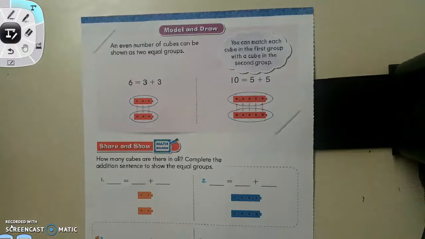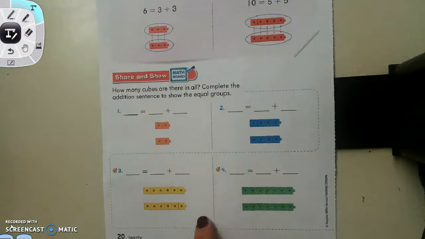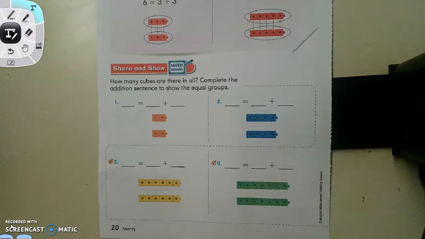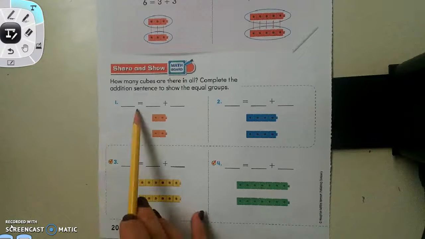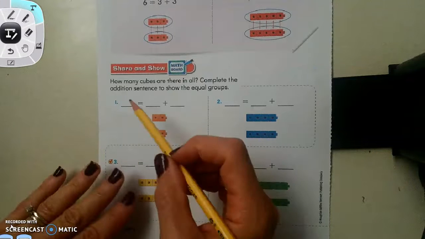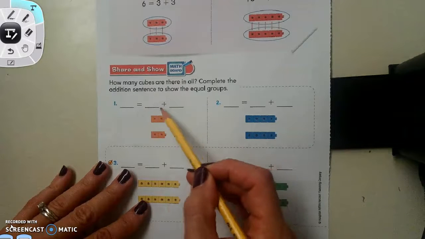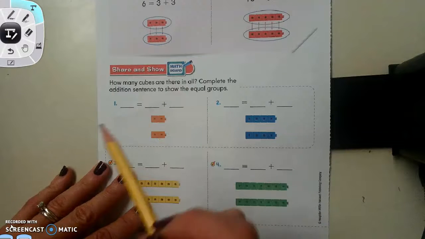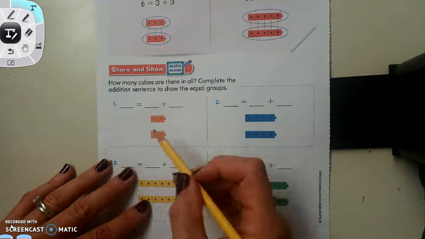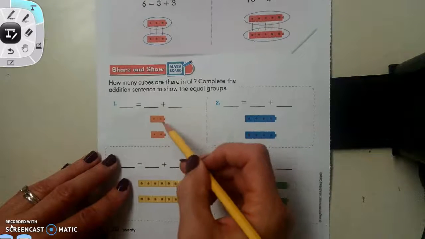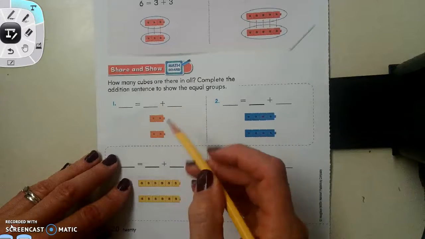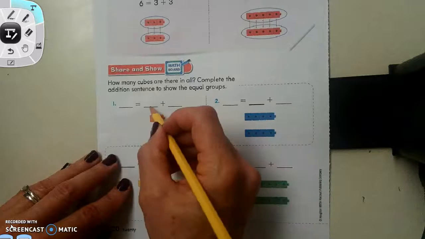Okay? So on this page here, what you are doing is you are telling the total number first. Look where that equal sign is. I have a lot of friends that see this and they say, oh, 2 plus 2 equals 4. But notice the equal sign's over here. So you are starting with the total. So count all the cubes together. It's almost like you're going backwards. 2 plus 2 equals 4.